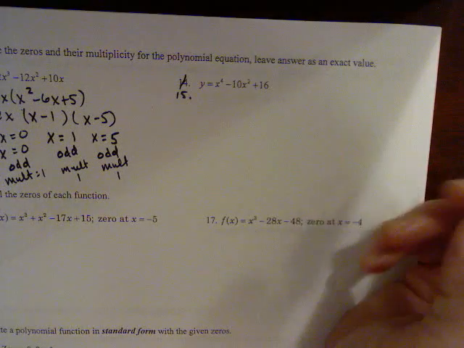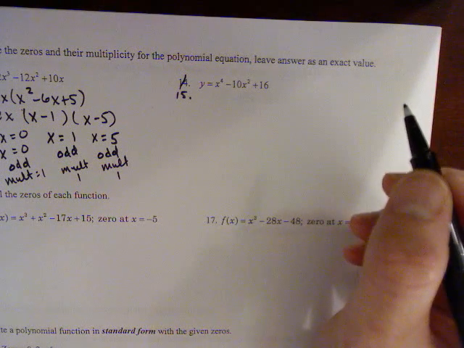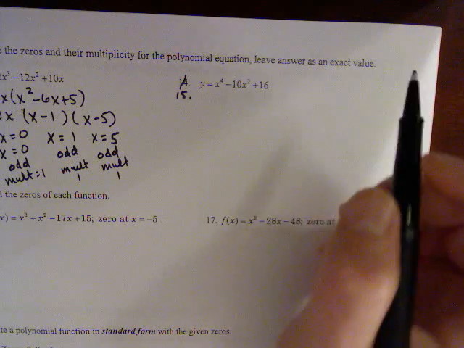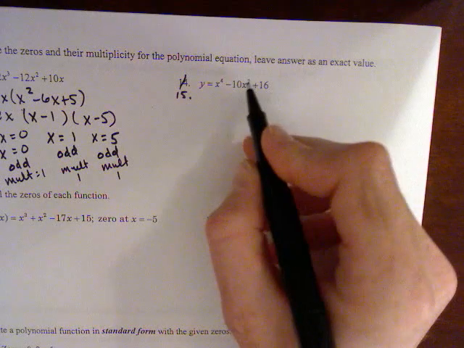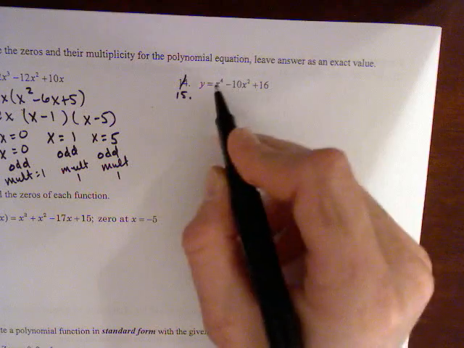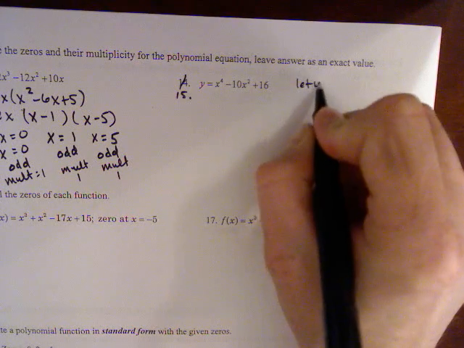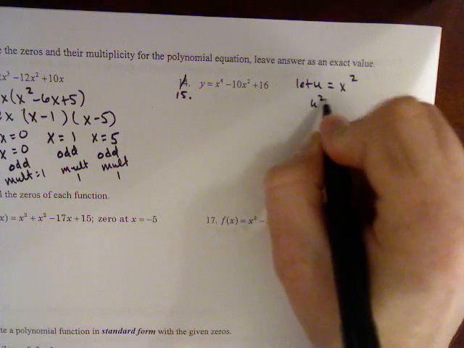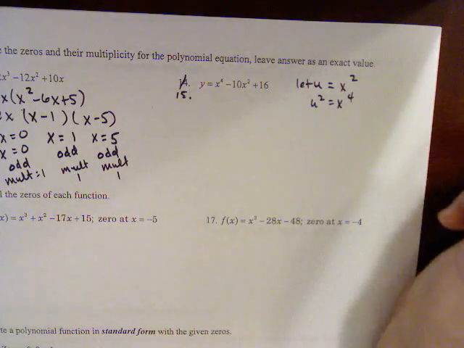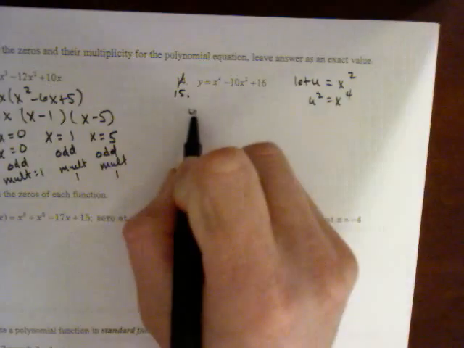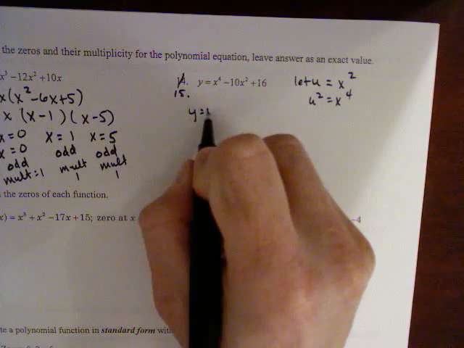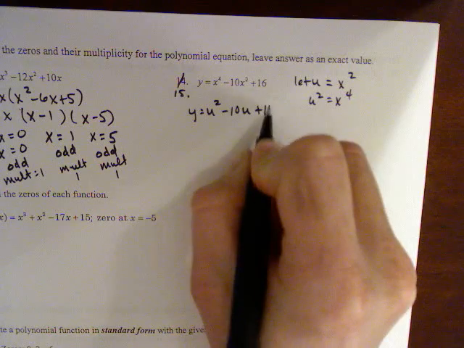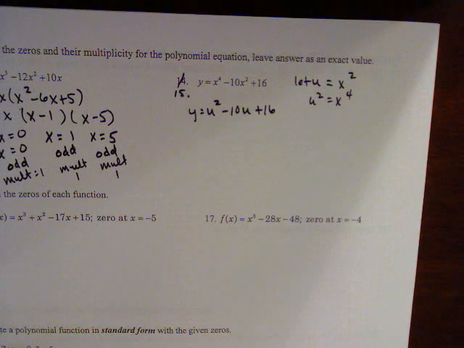Okay, over here, we can use substitution to factor this. The x to the second squared will end up being x to the fourth, so we can let u equal x to the second. So therefore u squared will be x to the fourth. So u squared minus 10u plus 16 will be our quadratic.